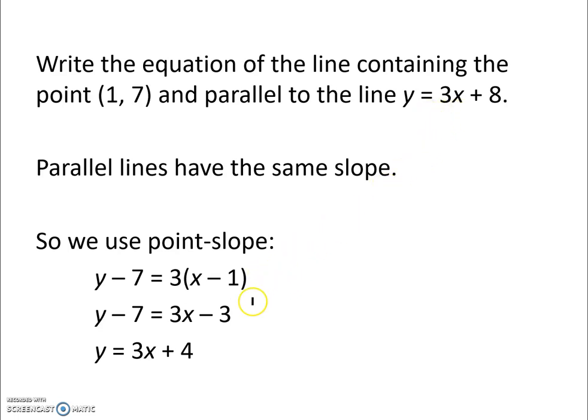So we use point-slope form and we put the 7 in and the 1 because that's the point (1, 7). And we know our slope has to be the same as our equation up here, so it's 3. Continuing to simplify, we take 3 times x for 3x, 3 times -1 for -3. Taking the 7 over to the other side, by adding 7 to both sides, we find our equation is y equals 3x plus 4.